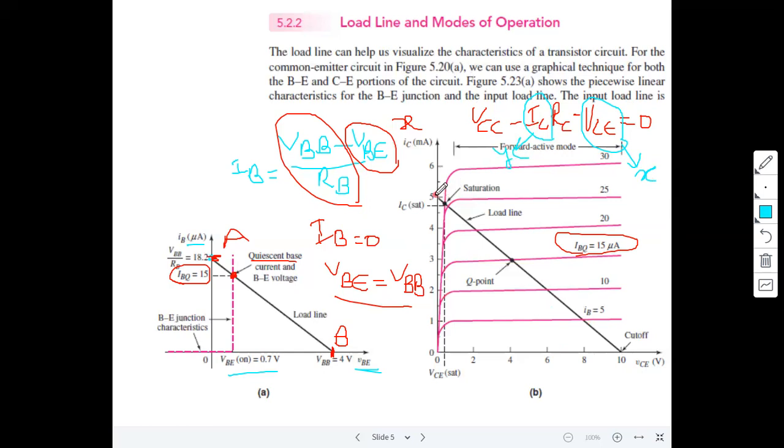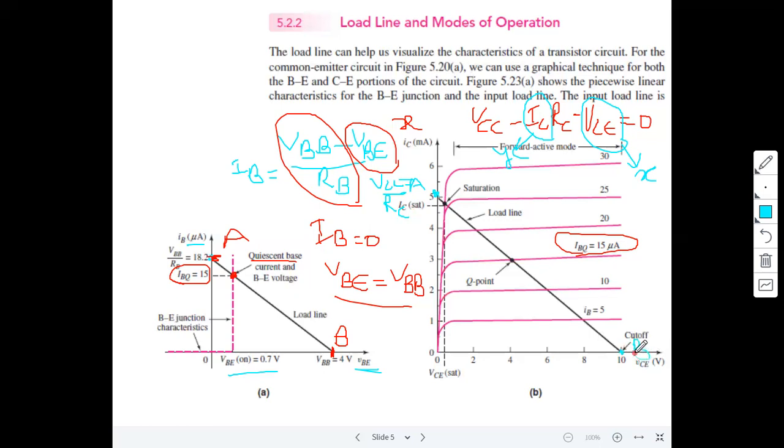Okay, how to identify point A here? Suppose here is point A. Point A is where the x-axis value is equal to 0. So VCE is equal to 0. What is IC? IC is equal to VCC by RC. So this point A value is equal to VCC by RC. Right?